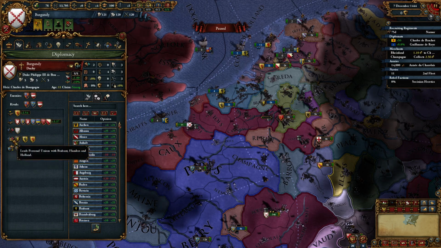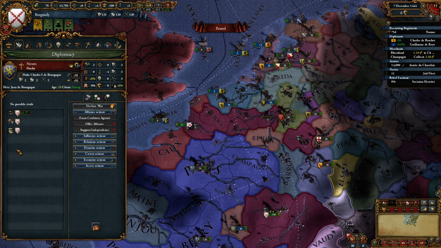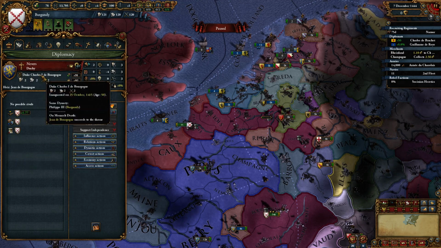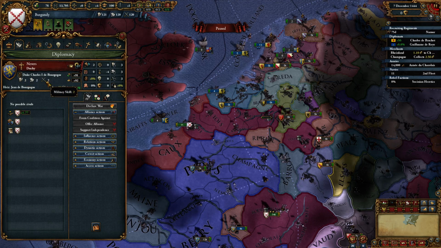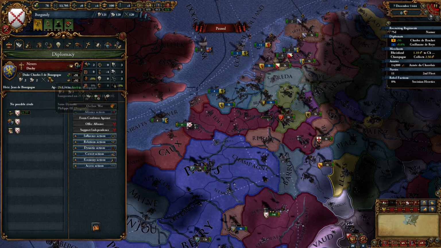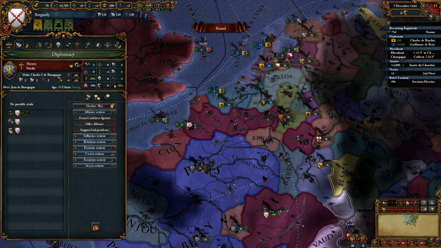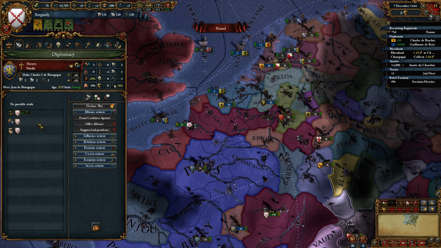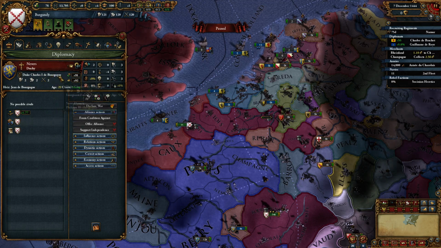Now these are personal unions. These are different. Vassals, like Nevers, keep their own ruler. He works independently, I am just his vassal. He pays me money. He gives me stuff.